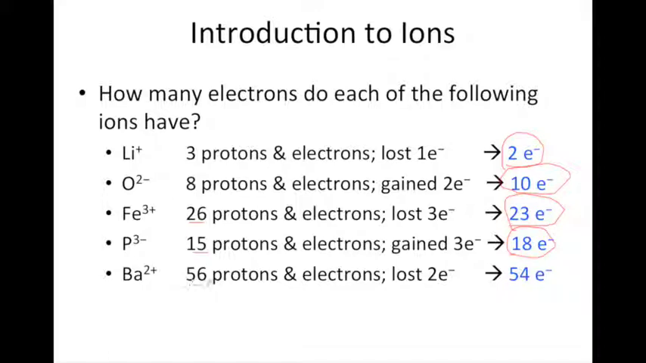The barium atom has 56 protons, 56 electrons, and again, we know all this by looking at our periodic table. This barium ion has lost 2 electrons, and so if we lose 2 electrons, we started with 56 minus 2, this barium cation has 54 electrons.